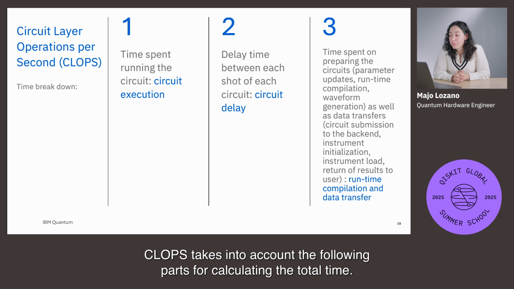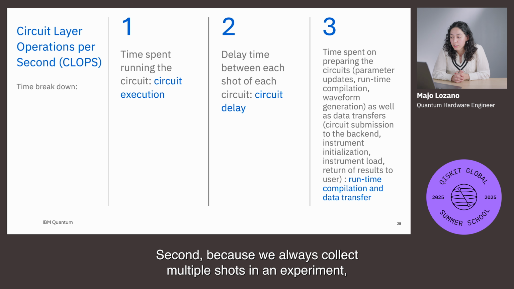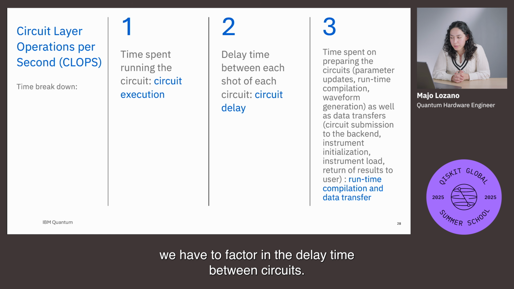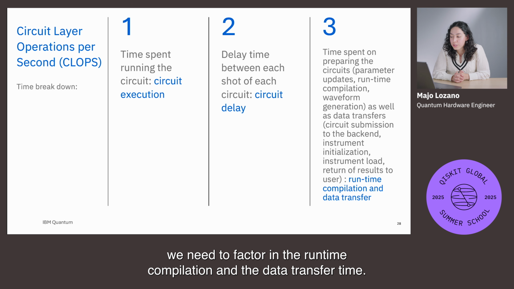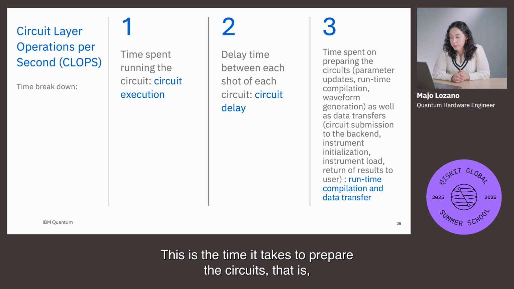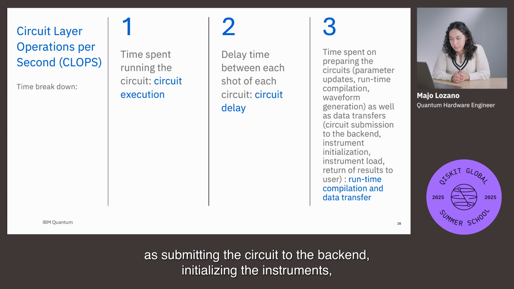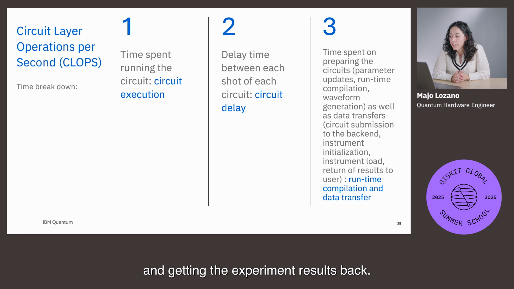CLOPS takes into account the following parts for calculating the total time. The first and most straightforward part is the time it takes to run the circuit on a device. We call this the circuit execution time. Second, because we always collect multiple shots in an experiment, we have to factor in the delay time between circuits. And lastly, we need to factor in the runtime compilation and data transfer time. This is the time it takes to prepare the circuits, that is, updating parameters and generating the waveforms, and the time it takes to transfer information, such as submitting the circuit to the backend, initializing the instruments, and getting the experiment results back.